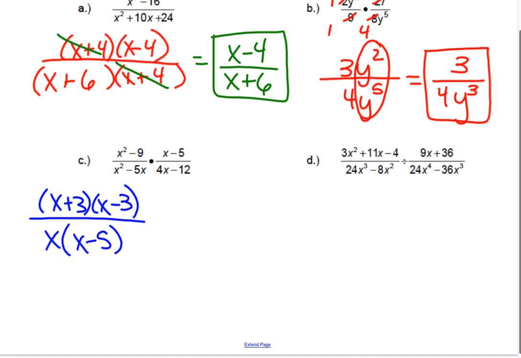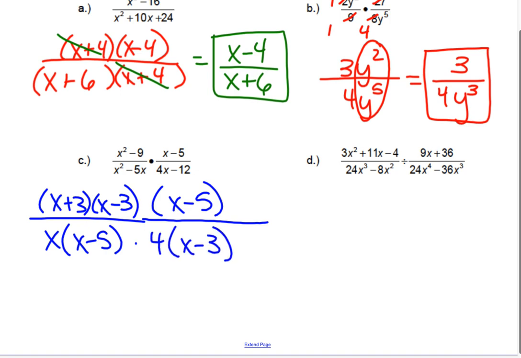And then I'm multiplying this. I'm going to just make this one big fraction bar. I'm multiplying it by x minus 5 all over 4x minus 12. I'm going to factor again, take out that GCF of a 4. You're left with x minus 3. Same thing. What can you cross out? What cancels? x minus 3 on the top, x minus 3 on the bottom.